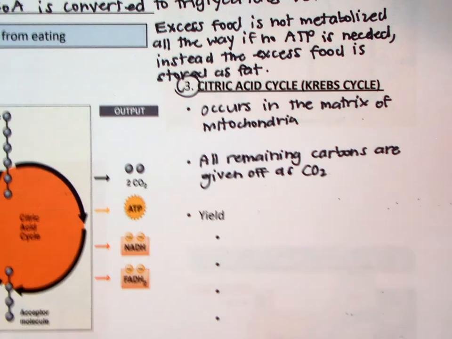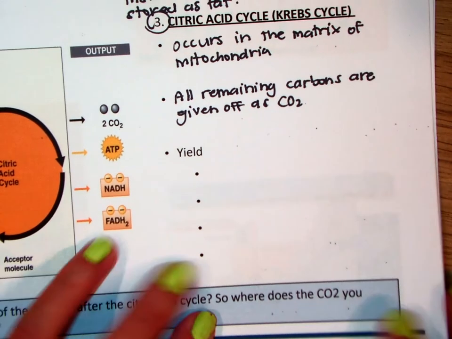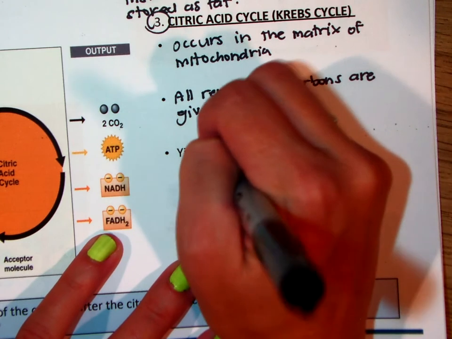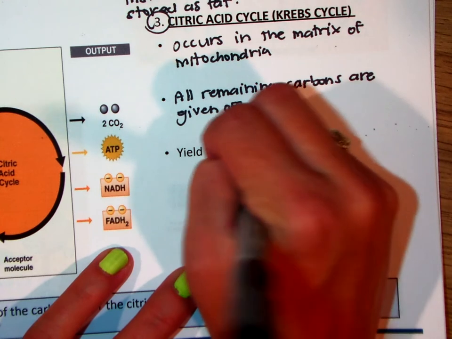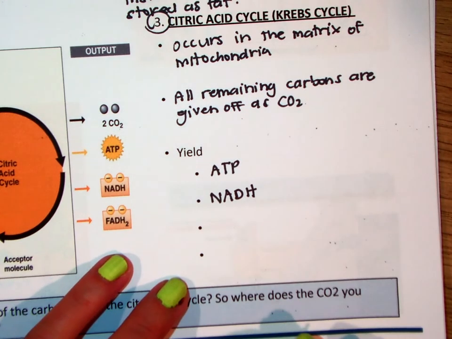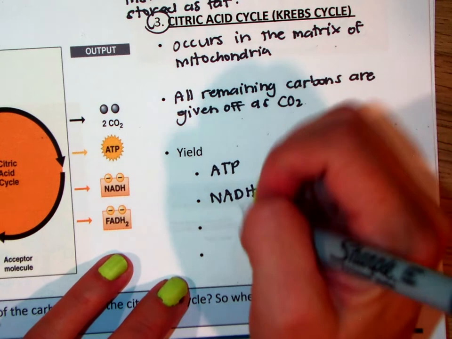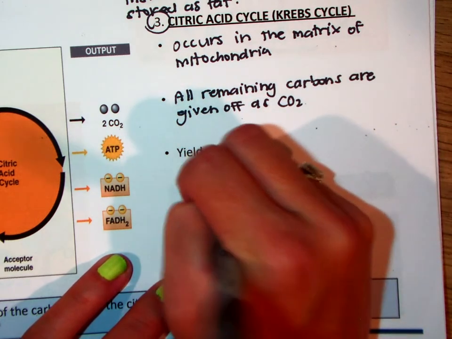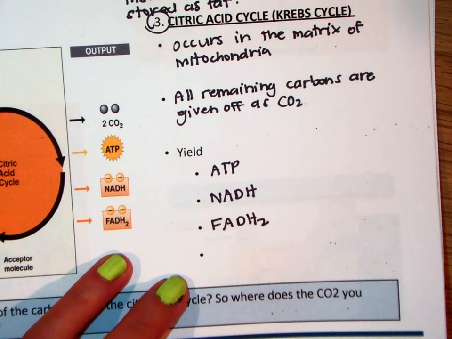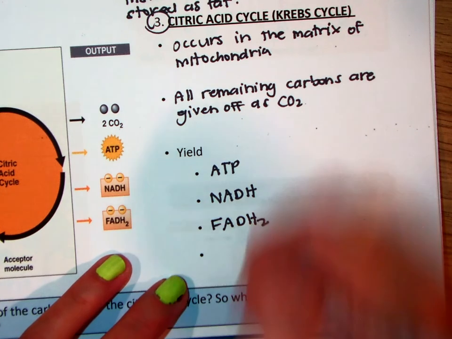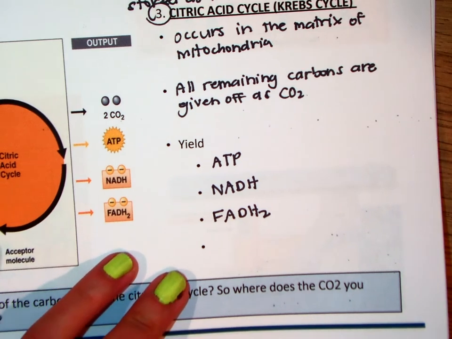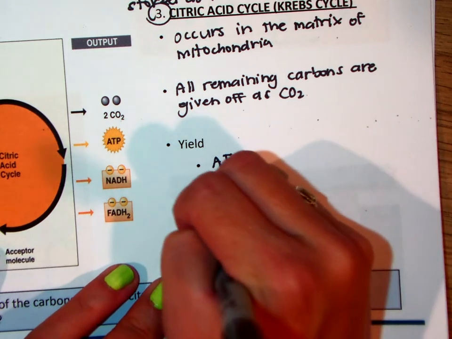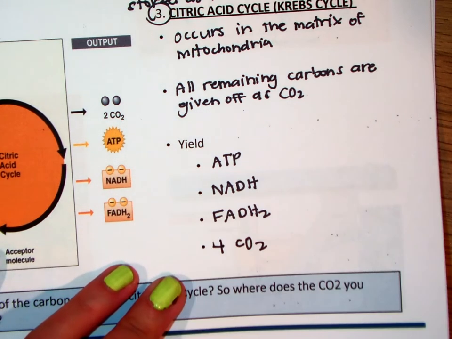And the yield, what are we going to get out of this cycle? We're going to get a little bit of ATP. We're going to get some more NADH, carrying those hydrogen ions and electrons. We're going to get something called FADH2. Well, what the heck is that? Basically, it does the same thing as NADH. It's just picking up some hydrogen ions and electrons. It's going to carry them to where they need to go, and we're going to get rid of 4 CO2 molecules.